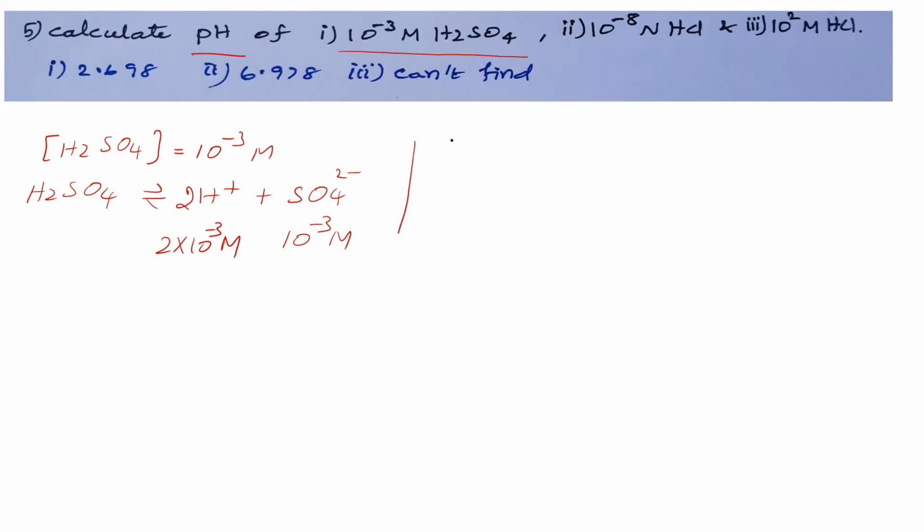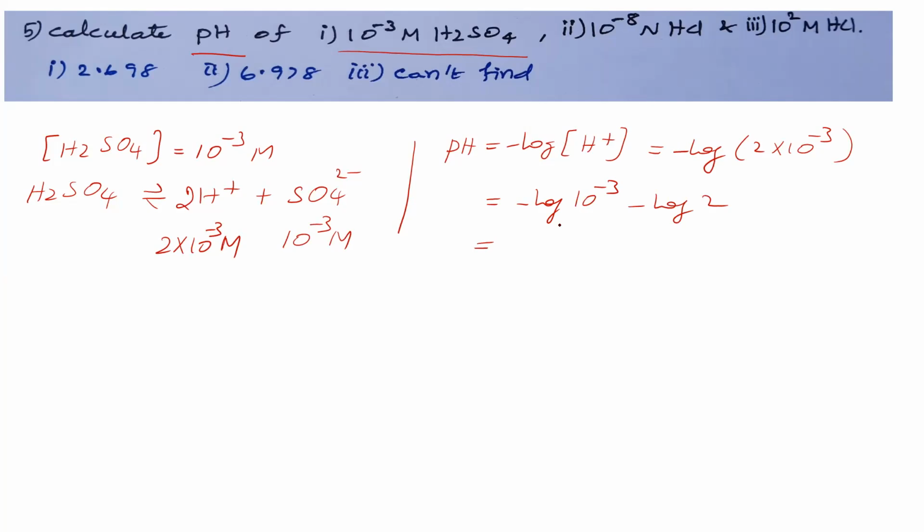Now we will take the pH formula. pH is equal to minus log of H plus. Let us substitute the H plus concentration. H plus is 2 into 10 to the power of minus 3. Now we will simplify this. We can write it as minus log of 10 power minus 3 minus log of 2. Let us substitute the log values.